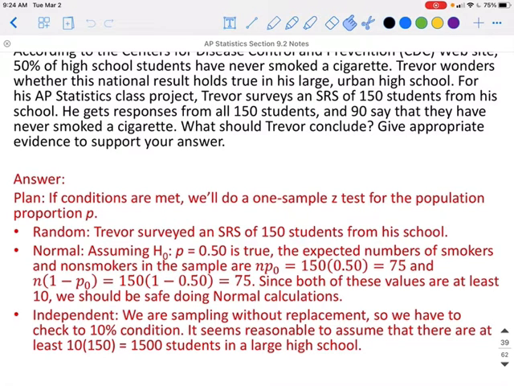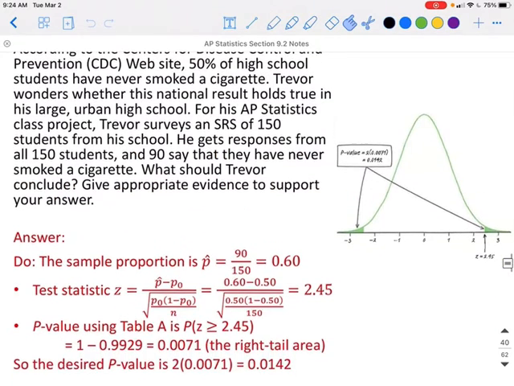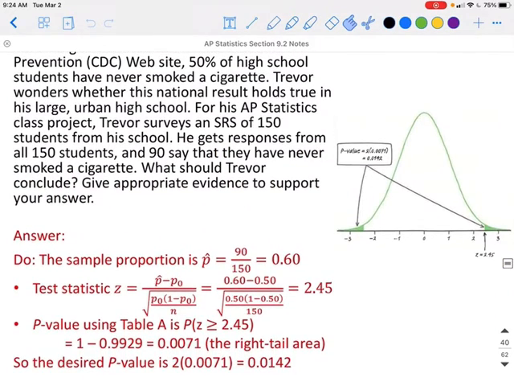Next, we will do the do part of our problem. So the first thing we're going to do is find our p-hat value, or our sample proportion. We said 90 of the 150 students said they've never smoked a cigarette, which is 60%. Next, you need to find your test statistic, or the z-score, which is just going to be p-hat minus p all over the standard deviation, which you will have to find. And that's going to give us a z-score of 2.45.